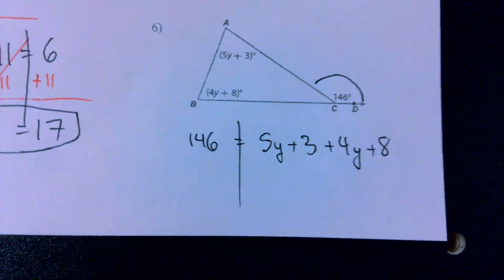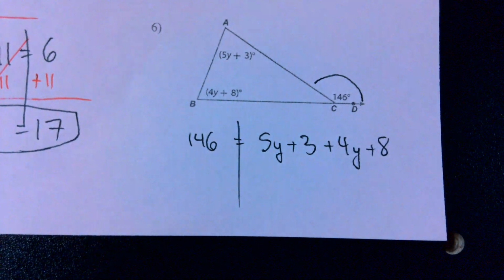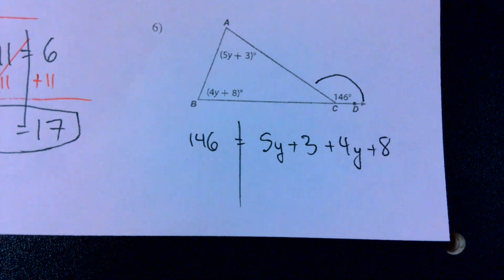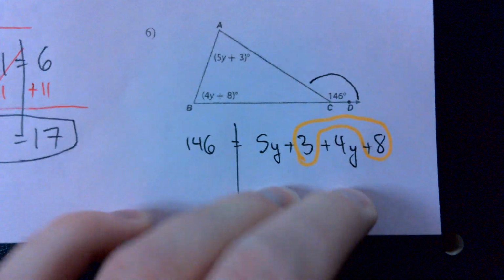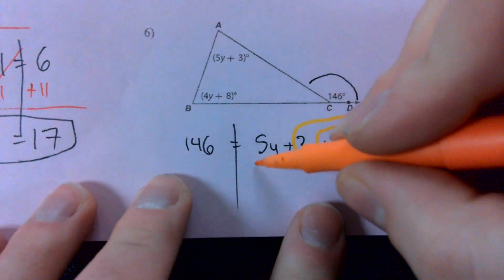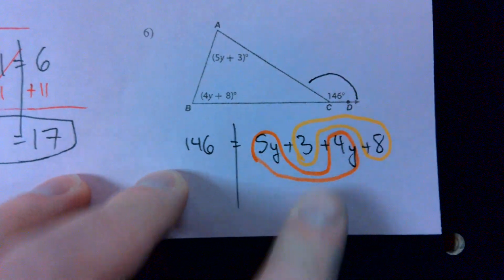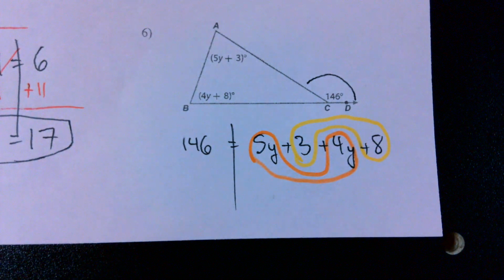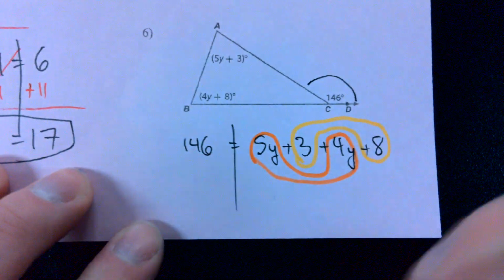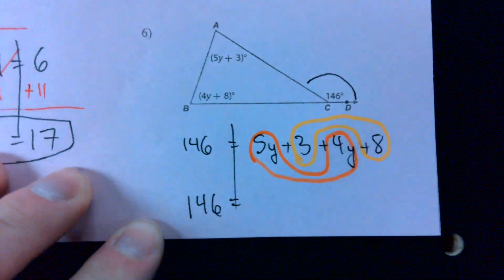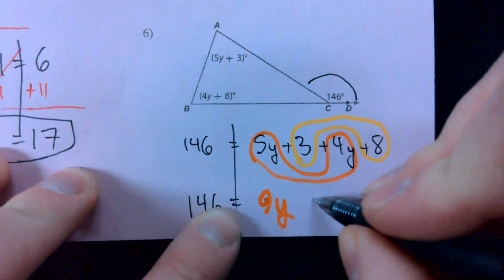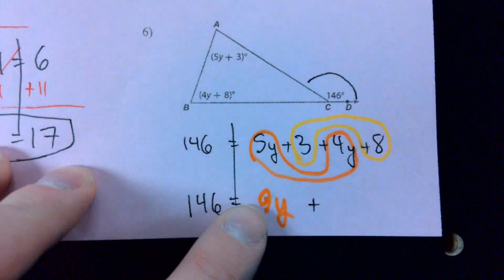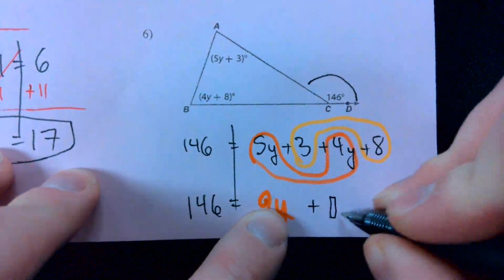Yes? Sure. There's some like terms to combine over here on the right-hand side. We could combine 8 and 3, and we can combine 5y and 4y. So that's going to give us 146 on the left, 9y plus 8 plus 3 gives us 11.